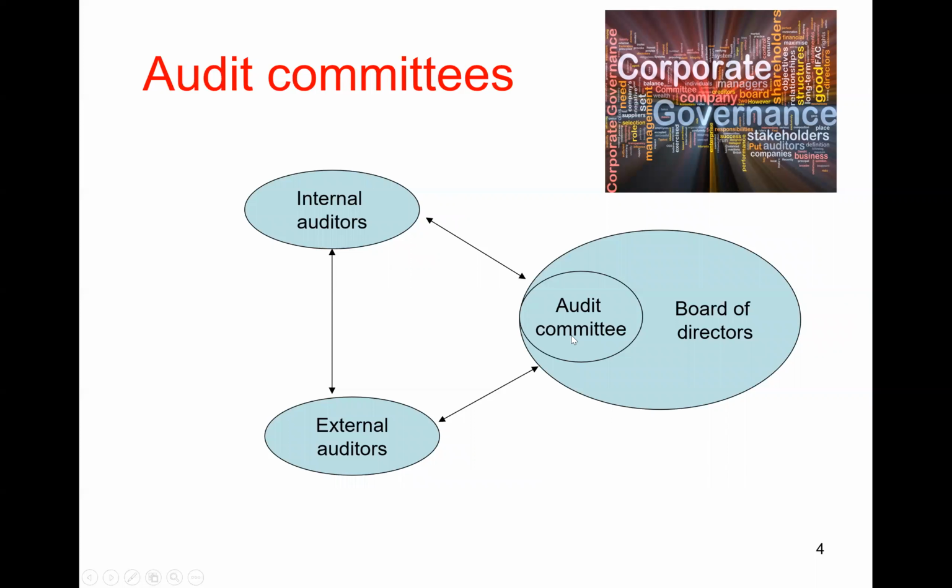So for example, when internal auditors do their operational reviews of different company functions, like, for example, marketing, advertising, production, human resources, these internal auditors will assess the efficiency and effectiveness of company operations, and then they will report back to the audit committee. So you've got an arrow going in this direction.